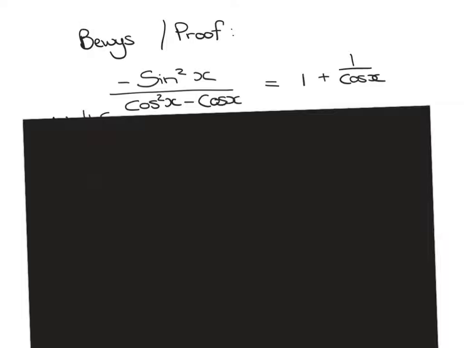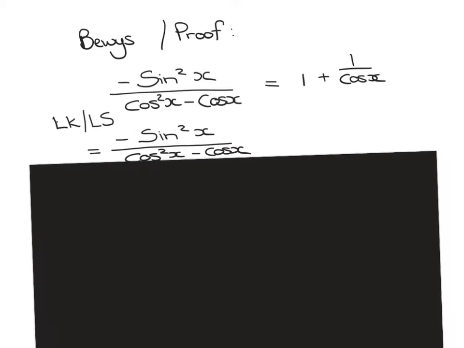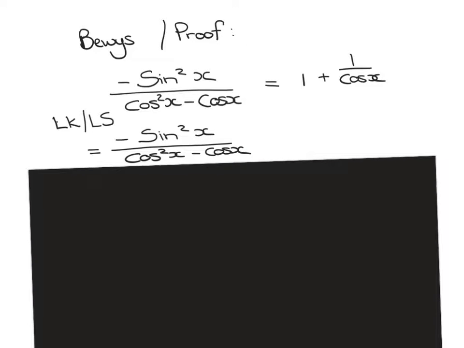Bewys, prove that 1 minus sin square x over cos kwadraat x minus cos x is gelyk aan 1 plus 1 op cos x. 1 plus 1 over cos x. Nou, ons gaan nou eers net werk met die linkerkant. Let's work with the left hand side. There I've rewritten it for you.